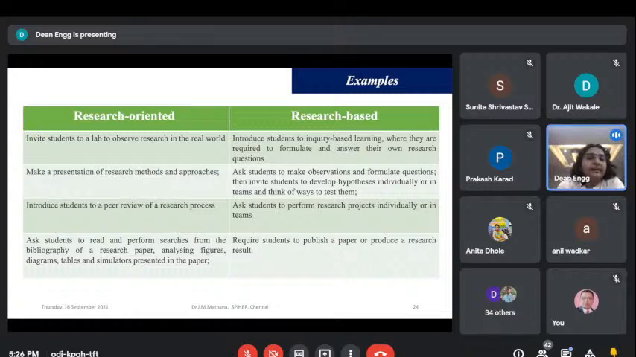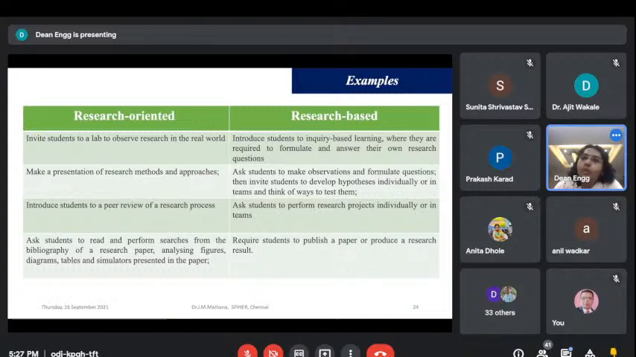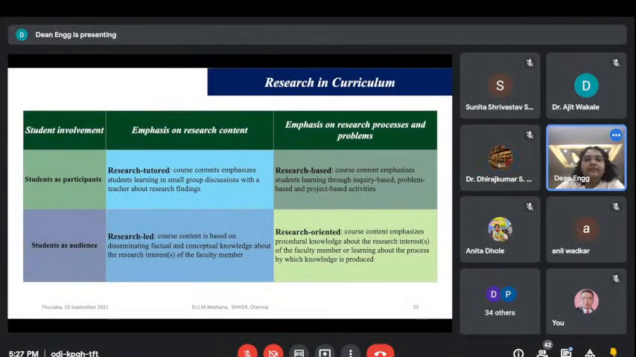But in the case of research-oriented learning, students are given a presentation of a research method and approach. We ask the students to read the research paper and analyze the figures, diagrams, tables, and simulators present in the paper. They just observe, not involved in the research.